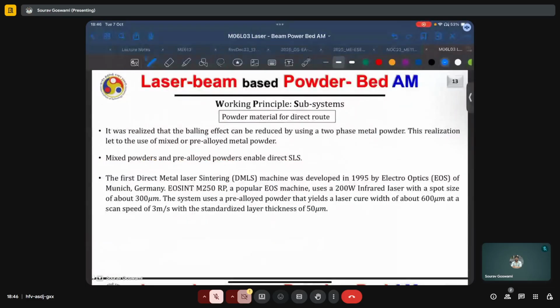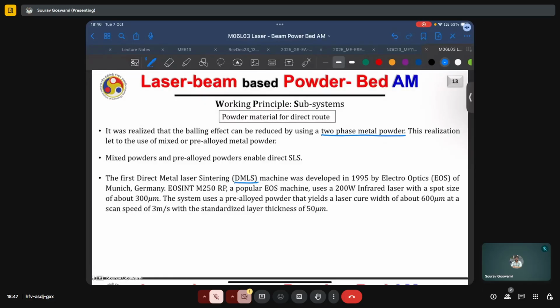It was later realized that the balling effect can be reduced by using a two-phase metal powder, and this led to the use of mixed or pre-alloyed powders. They also enabled direct selective laser sintering, and the first direct metal laser sintering or DMLS machine was developed by Electro Optical Systems, EOS, of Munich, Germany.